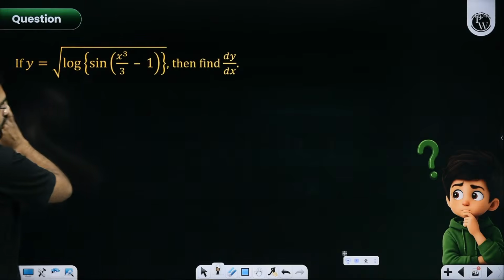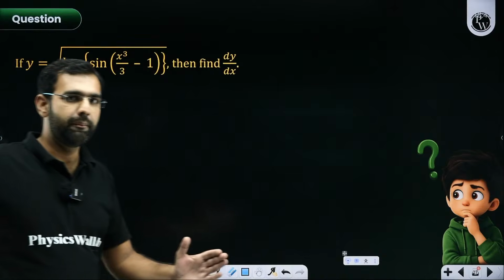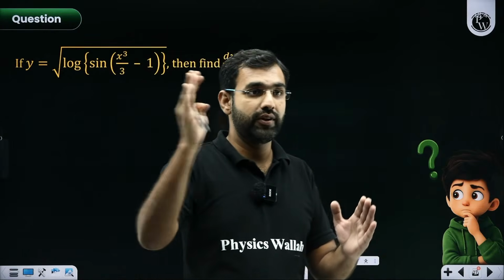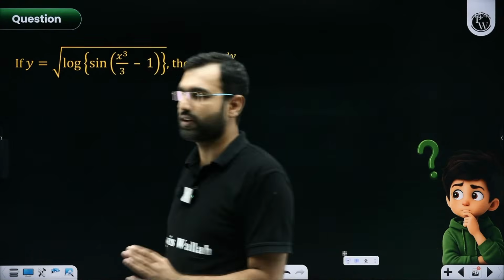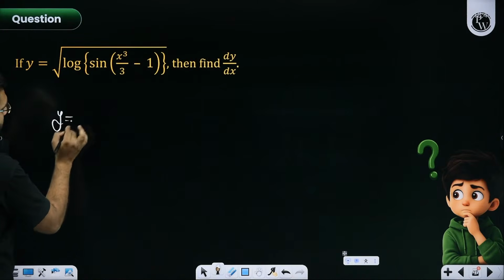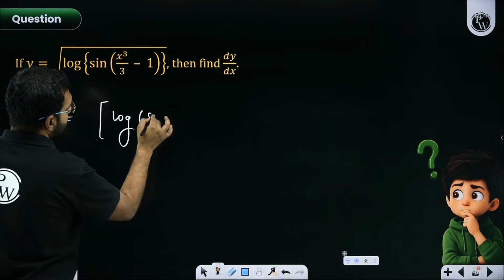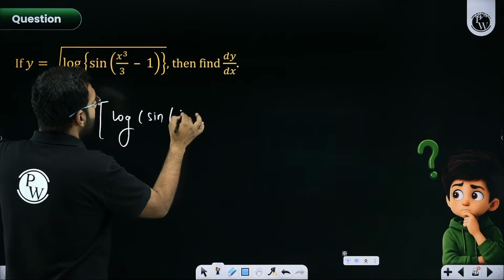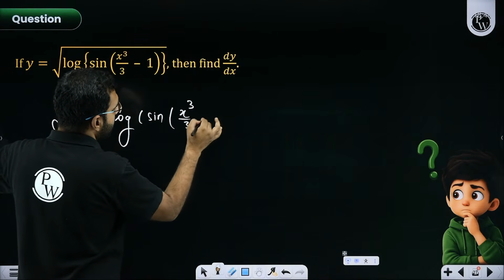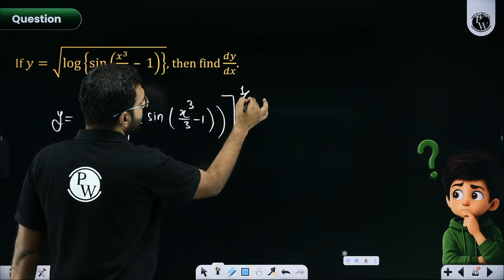So here, this is a very good example to understand the chain rule. How do we penetrate from outside to in? Let's talk about that. First of all, let's rewrite this y. So this y is ln of sine of x cube by 3 minus 1, whole raised to the power 1 by 2.